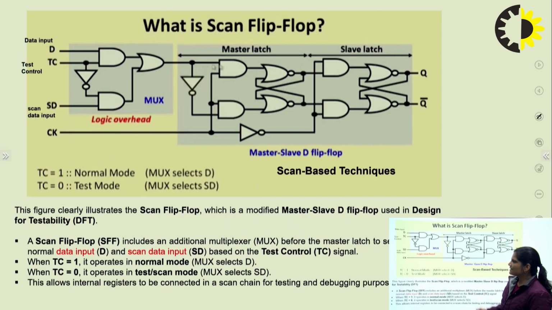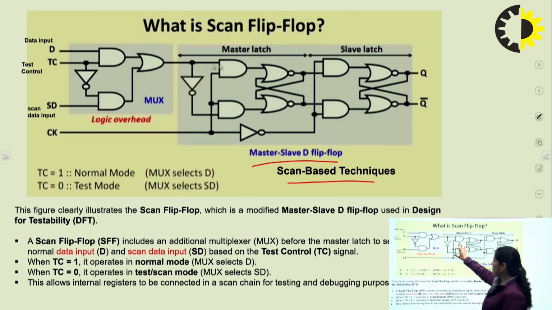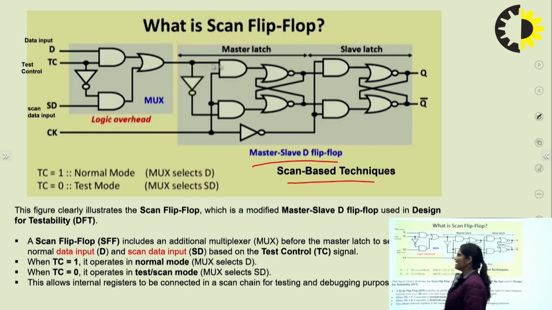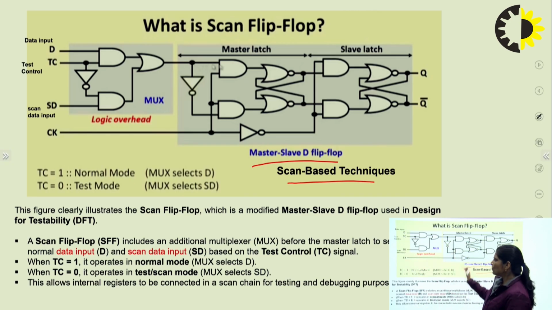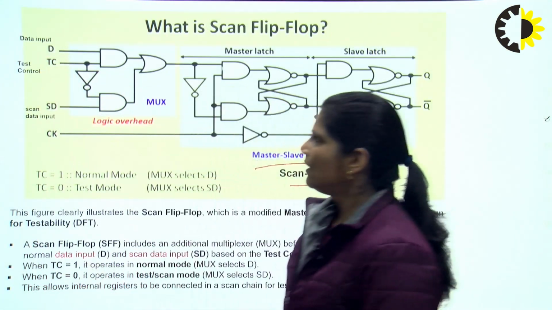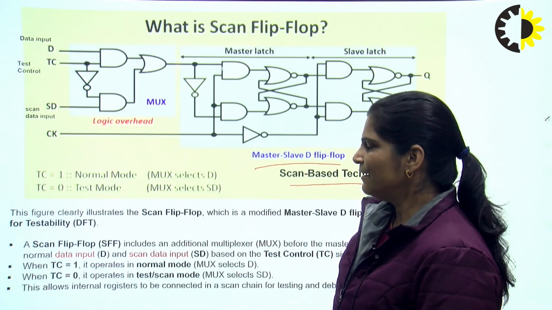Let us take an example. This is a scan flip-flop. This is a master slave D flip-flop. So we have to do a scan-based technique here. This is a master latch and this one is a slave latch. Now here there is a data input, this is a test control, and here is a scan data input. So this master slave flip-flop depends on the data input, test control, and scan data input.